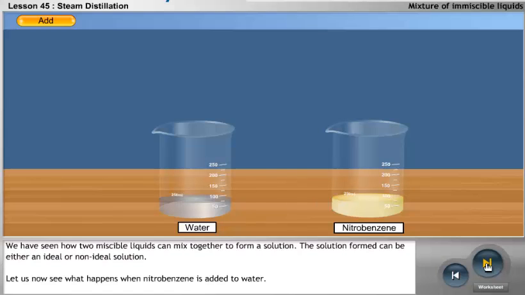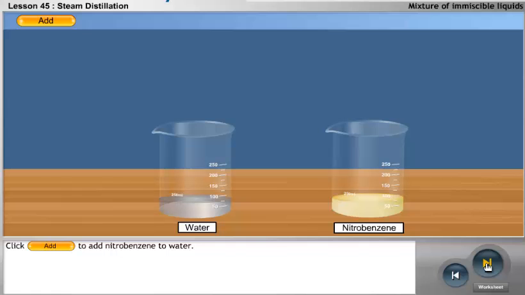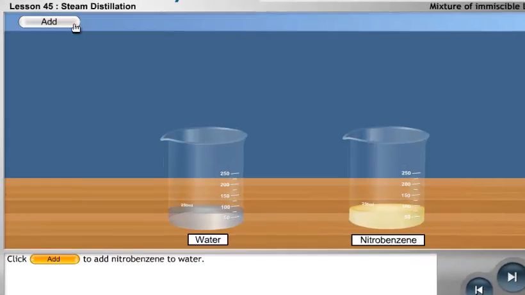We have seen how two miscible liquids can mix together to form a solution. The solution formed can be either an ideal or non-ideal solution. Let us now see what happens when nitrobenzene is added to water. Click the Add button to add nitrobenzene to water.